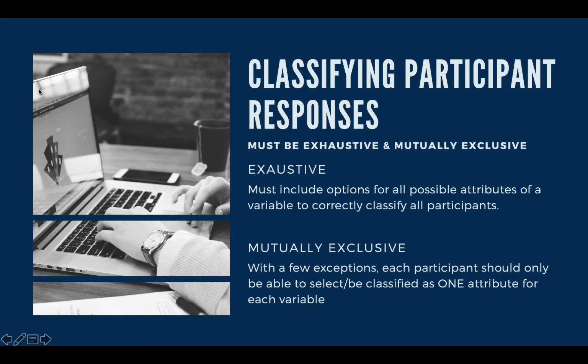So to ensure that every participant has the opportunity to select a given attribute, our attributes, or our variables as we list them, should be exhaustive, and they should be mutually exclusive. Exhaustive means that the variable, when we're talking about its attributes, those attributes must cover all possible options for that variable. It would allow us to correctly classify all participants.